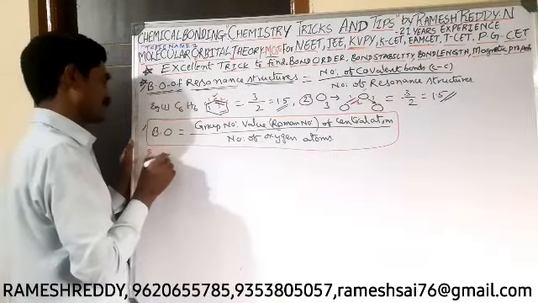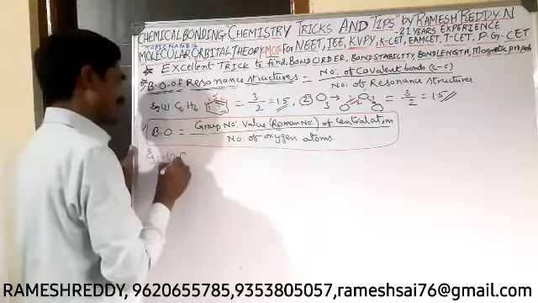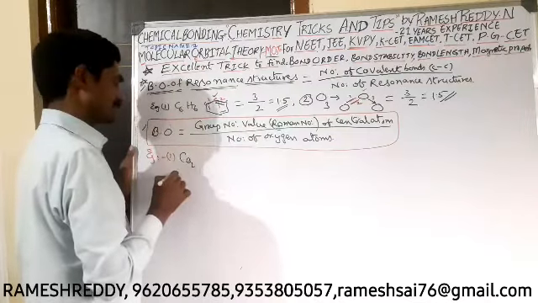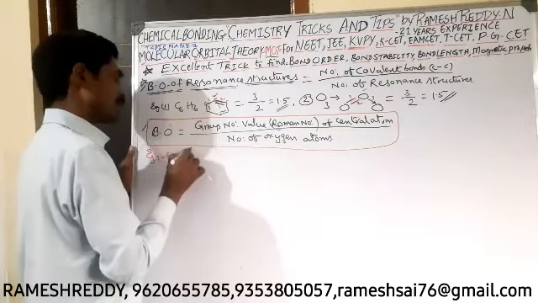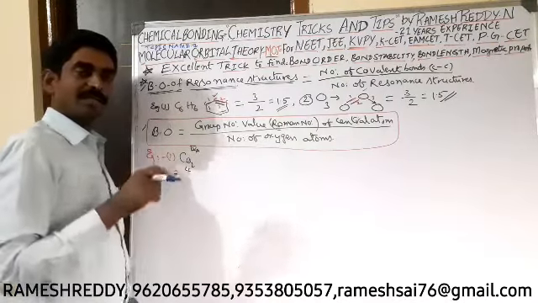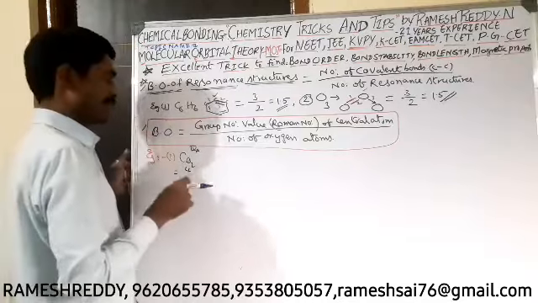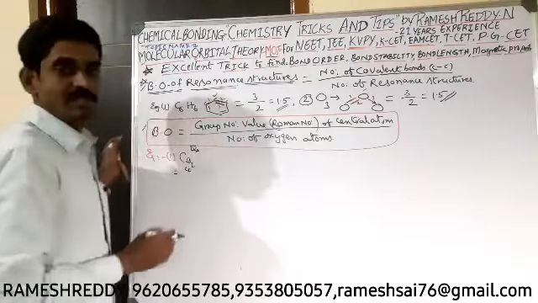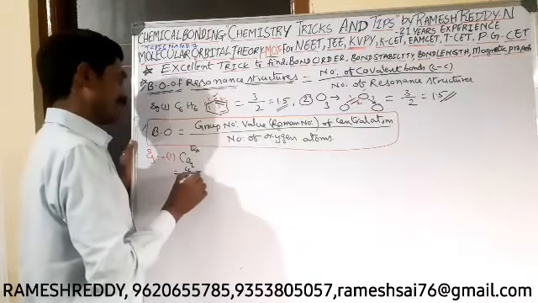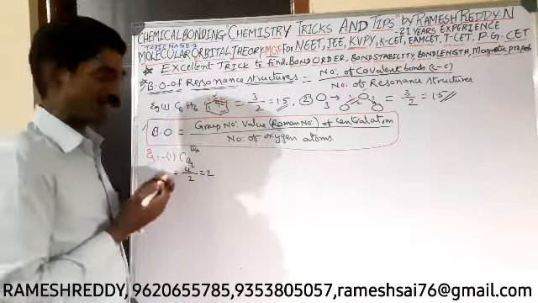See, for example, take carbon dioxide. The central atom, carbon, belongs to group 4A, Roman numeral 4. In Arabic numerals it is the 14th group, but the Roman numeral is 4A group, 4. Number of oxygen atoms, how many here? 2. Right. So 4 by 2 is 2. That is the bond order of carbon dioxide.